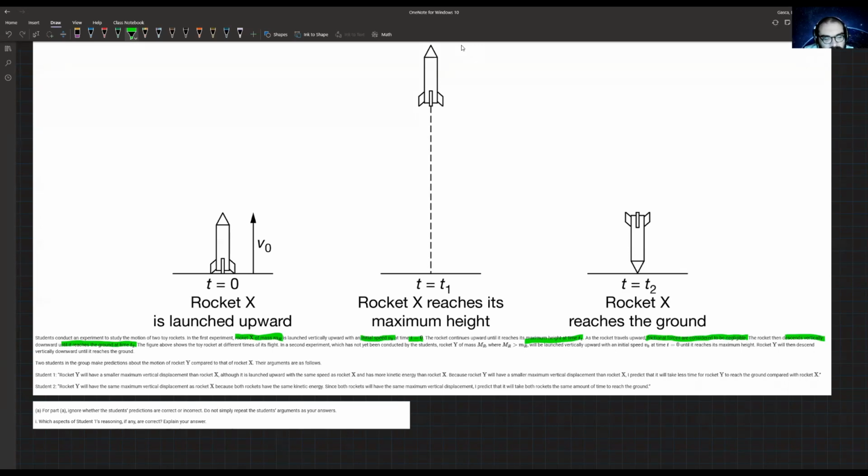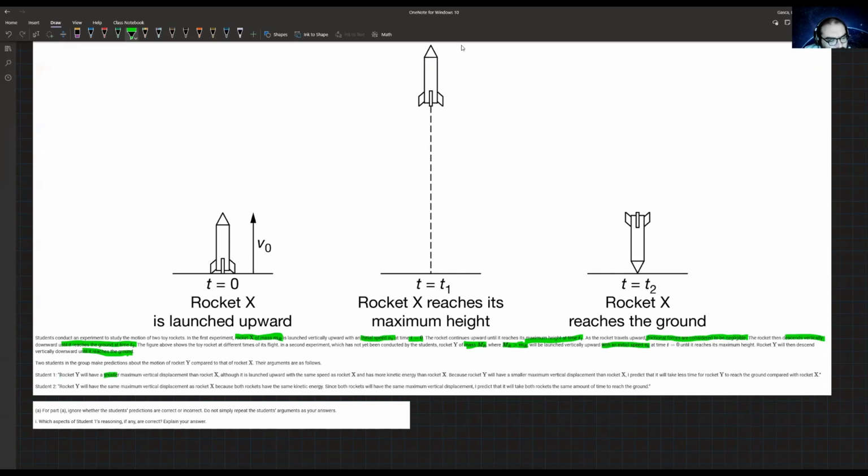In a second experiment, which has not yet been conducted by students, rocket Y of mass big M_R, where big M_R is larger than little m_r, will be launched vertically with an initial speed of v0, which is the same as before, at time t equals 0, until it reaches its maximum height. Rocket Y will then descend vertically downward until it reaches the ground. Two students in the group make predictions about the motion of rocket Y compared to that of rocket X, and their arguments are as follows.